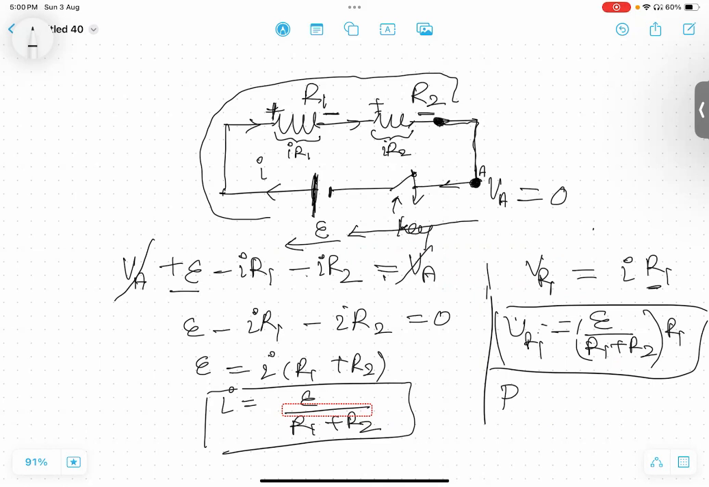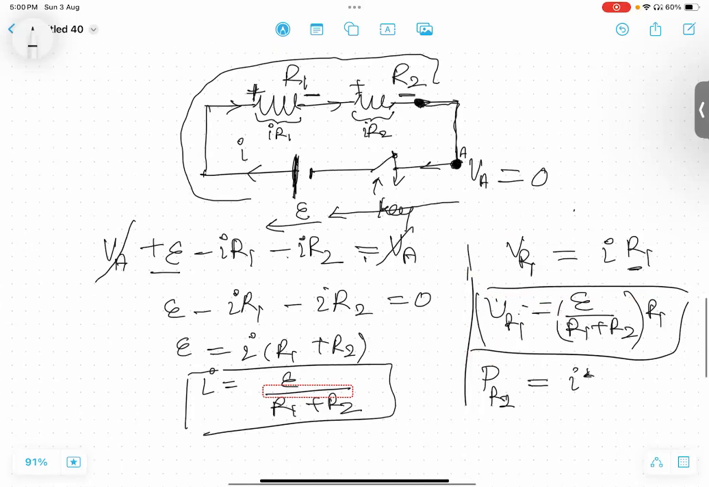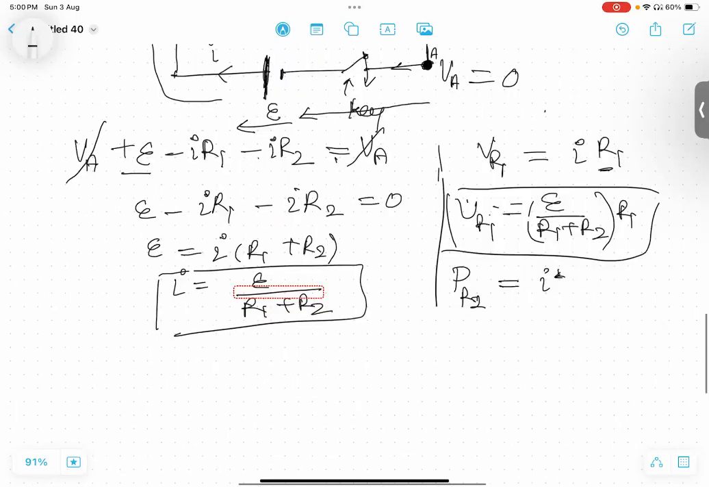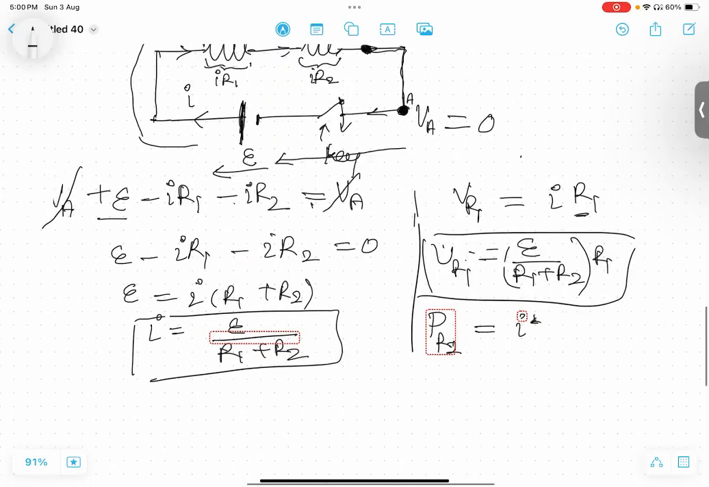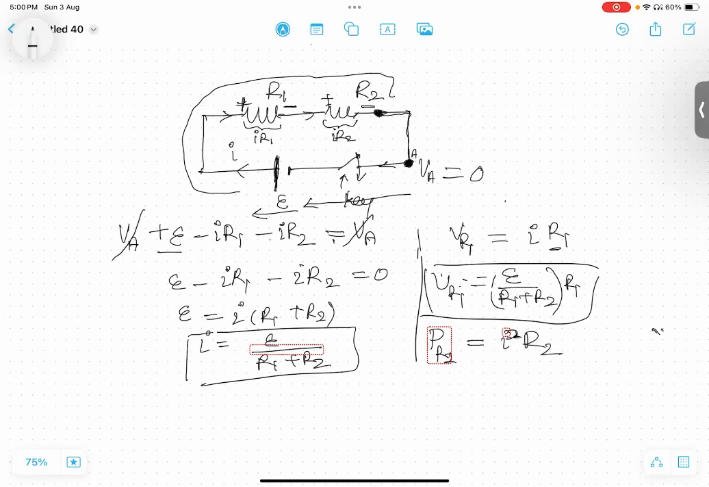If someone asks the question, find the power dissipated across R2. The power dissipated across R2 is I squared. That's how we find the power, right? How do we find the power? We find the power as I squared R, right? Let me write it again. It is looking cumbersome. I squared R2. What is I? I is E divided by R1 plus R2, whole squared, times R2. This is the power dissipated across R2.